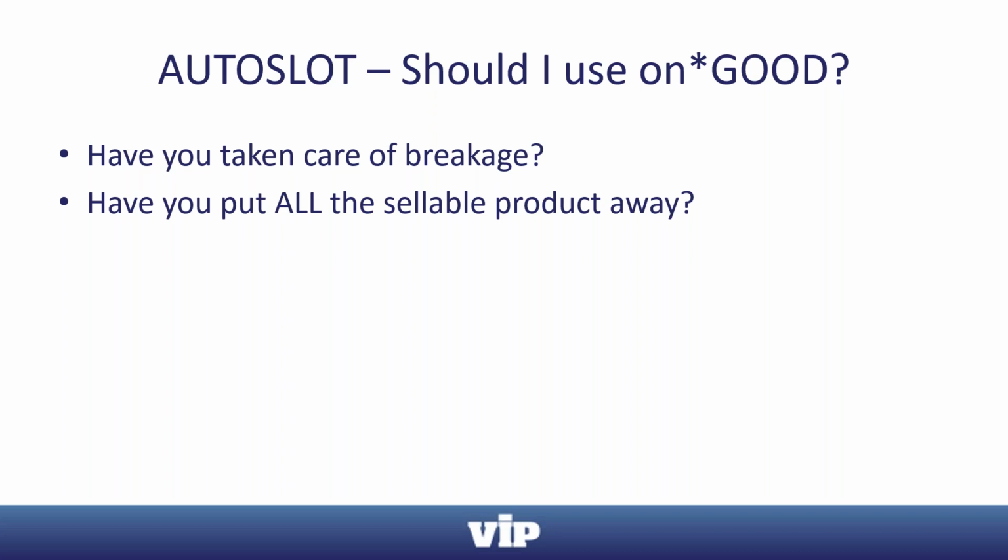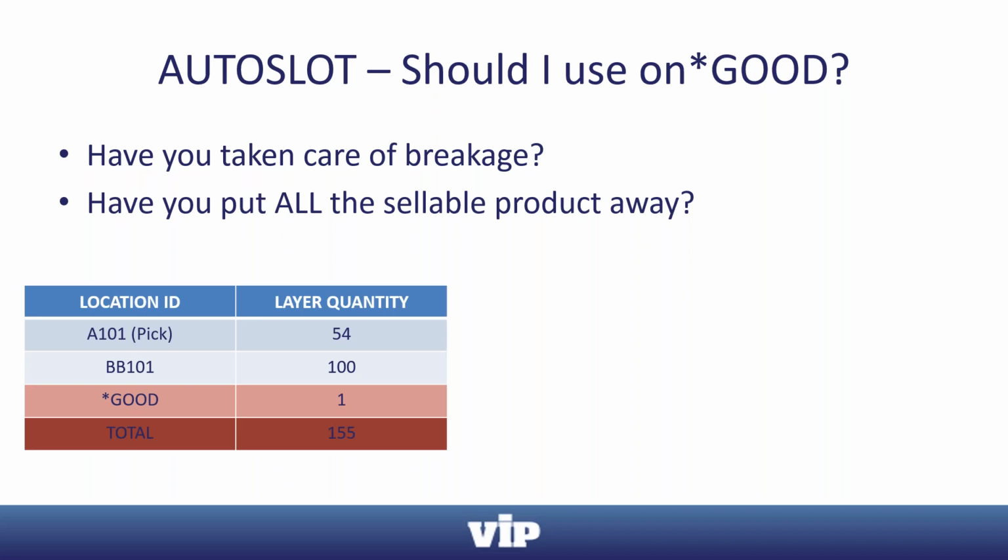With Auto Slot, you can also use it, like I said, on Star Good. One of the things you need to think about if you're going to use this is, if you have any breakage that comes back as good product, which some of you do have, you want to make sure you've removed all the breakage from VIP first before you auto slot the star good. You also want to think about whether you have put all of your sellable product away. If some of it is still sitting off to the side, you probably don't want to run auto slot. You probably want to use one of our manual programs like Easy Ops to put the product away one at a time until everything's put away.